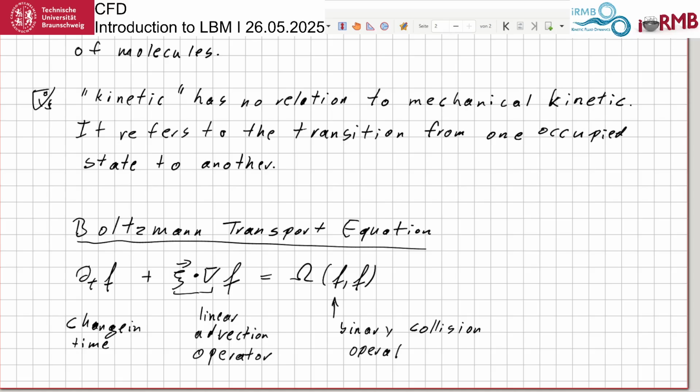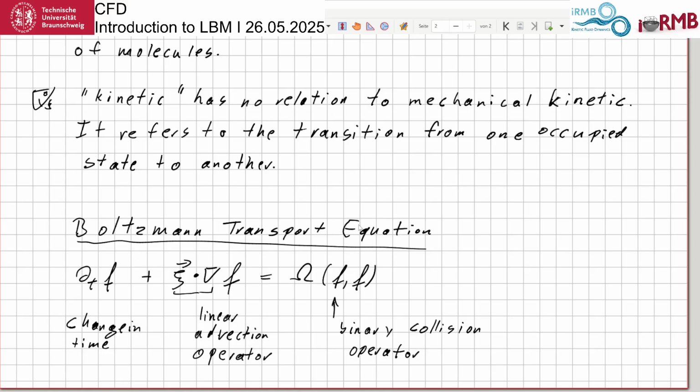Operator is a little bit lazy word, because an operator usually acts on something. Maybe it's mathematically more accurate to say this is a collision term than an operator, but it takes in as a function this probability distribution, and it takes it in twice, because it needs two particles to have a collision.